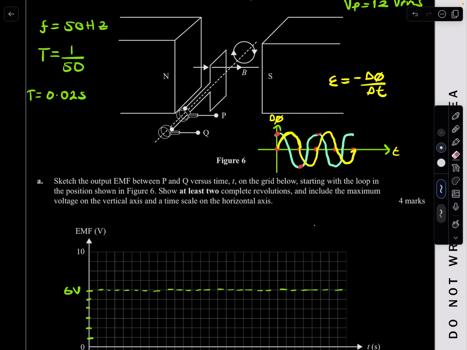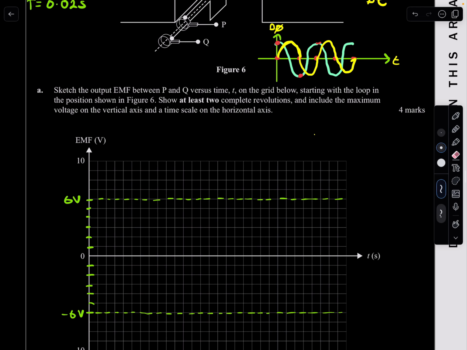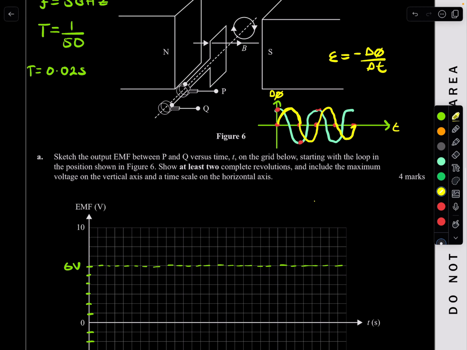But if you don't know, just do what I did. Just look at the gradient, and if it's positive, make it negative. So I know for a fact it's going to look like that. And so each loop, each complete revolution, has a period of 0.02.